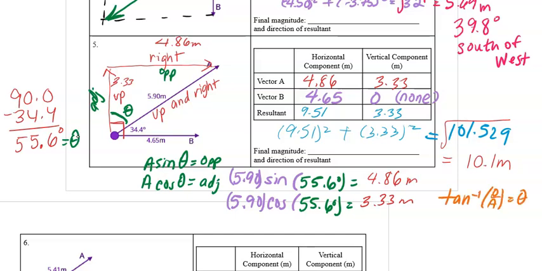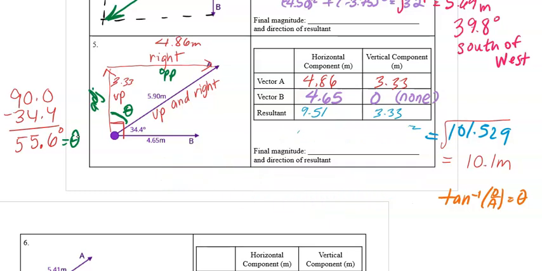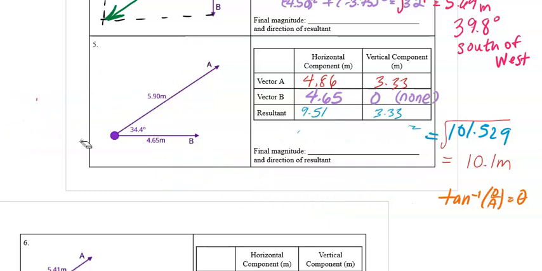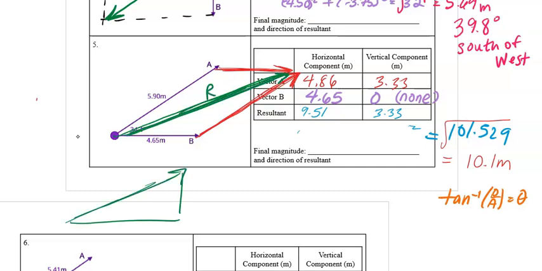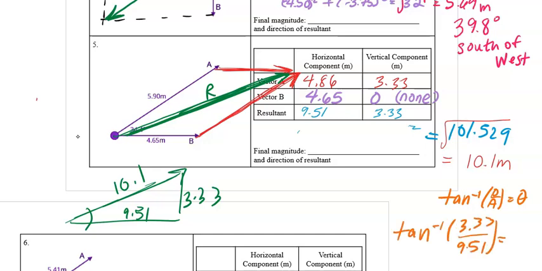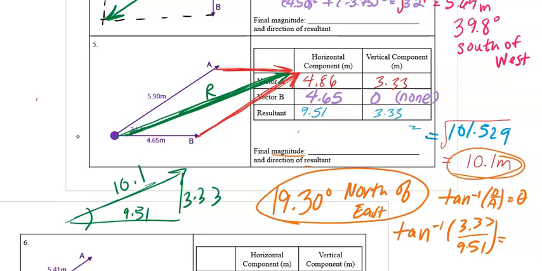And in order to do inverse tangent, let me just erase everything here so that we can just look at it clean. And let me draw a parallelogram and my resultant. So here's my parallelogram and my resultant going across like that. So then the 3.33 is the opposite side and 9.51 is my adjacent side. So now I know which numbers to plug into my inverse tangent. So that's going to give me 19.30 degrees north of east.